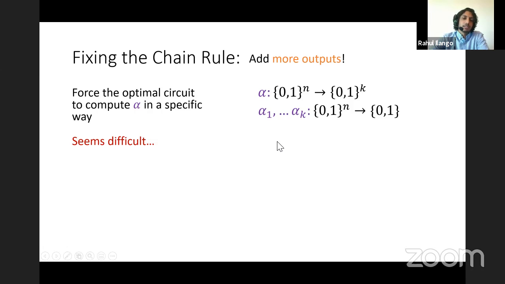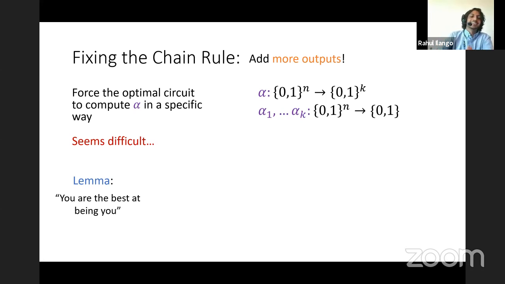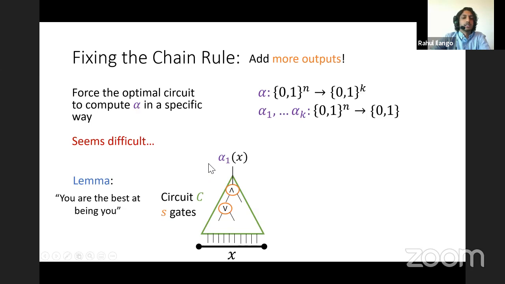And the way we're going to do this is with a really elementary lemma, which I like to describe as some self-help advice. You are the best at being you. And it's like this. Suppose we had some very specific circuit for computing, say, alpha 1. And I'm making no assumptions about this circuit, really. I mean, it could be extremely inefficient. It could compute a bunch of irrelevant things before it gets to computing alpha 1, but it's just some circuit that computes alpha 1.